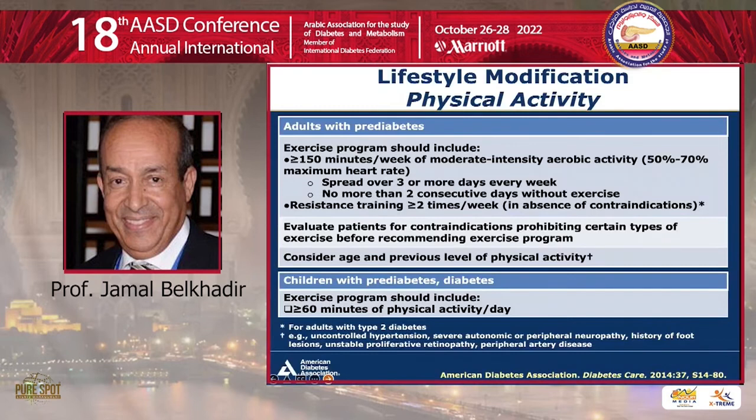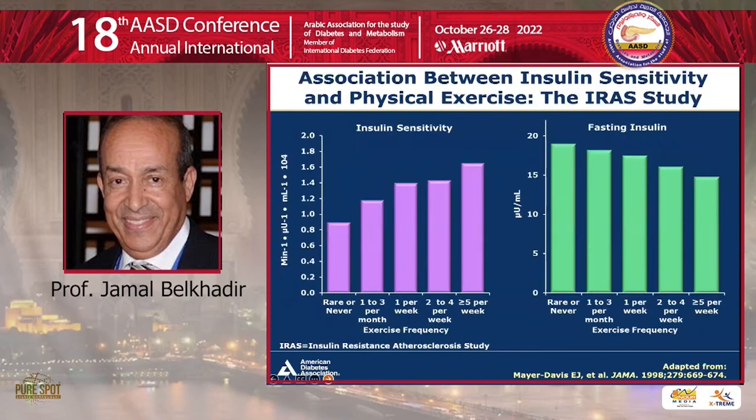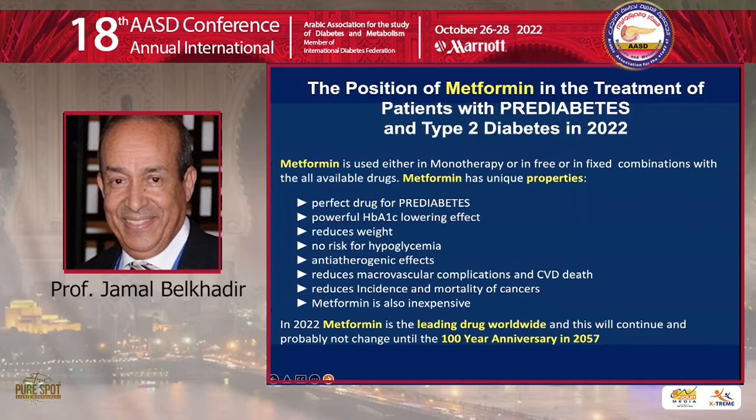It's sure that lifestyle modification, and regarding physical activity, is very important for adults, especially a minimum of 150 minutes every week. We evaluate patients for contraindications prohibiting certain types of exercise before recommending an exercise program. For children with prediabetes or diabetes, the exercise program should include more than 60 minutes of physical activity every day. The consequence of regular physical activity is improved insulin sensitivity and fasting insulin, as was demonstrated in the ERA study.